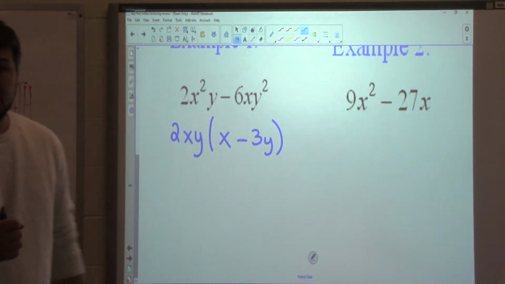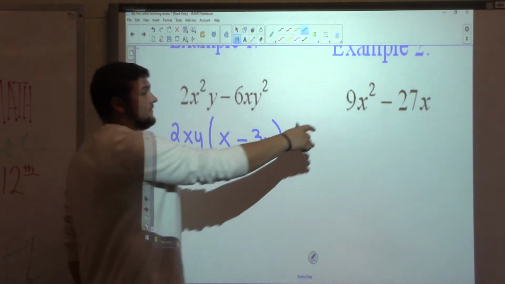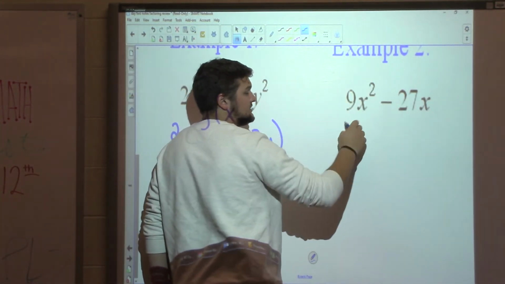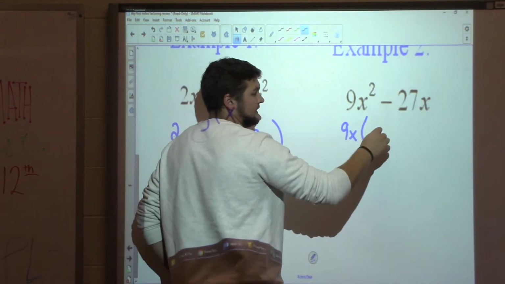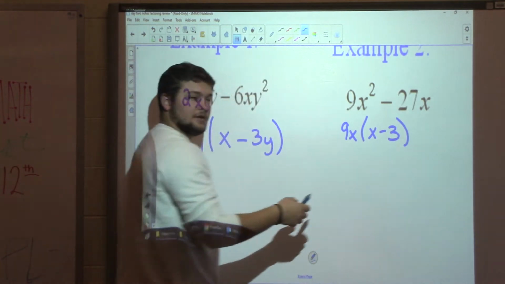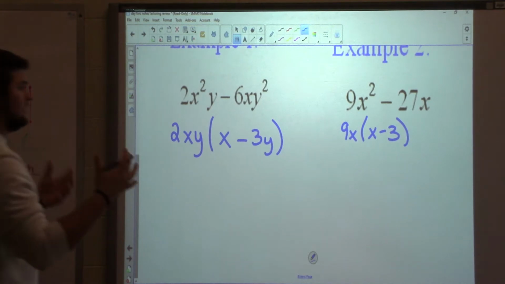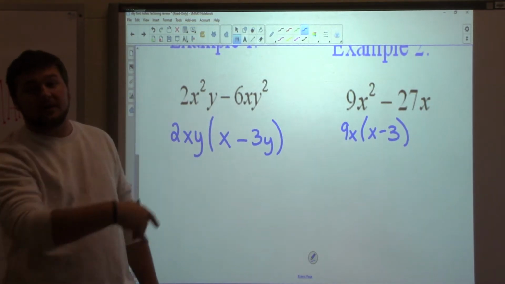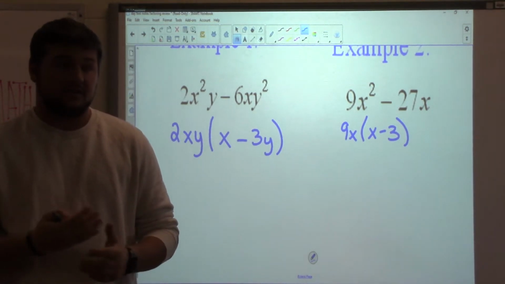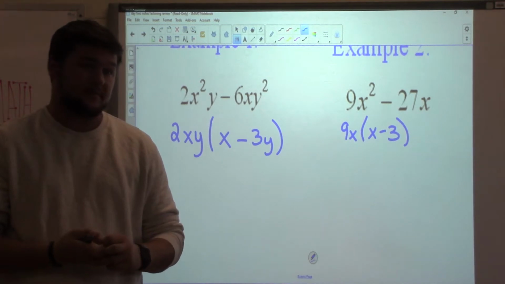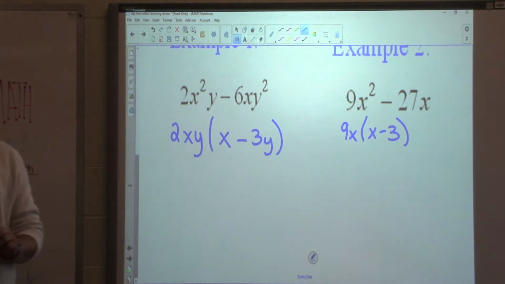Same thing with the second one, 9x squared minus 27x. Looking for the greatest common factor between these two things. 9 and 27, it'd be 9. X squared and x, it'd be x. I'm left with x minus 3. The reason we do this is because when we start factoring trinomials where we have x squared and so on, if you take those greatest common factors out, it makes things so much easier. A lot smaller numbers you have to work with. Any questions about factoring things out?